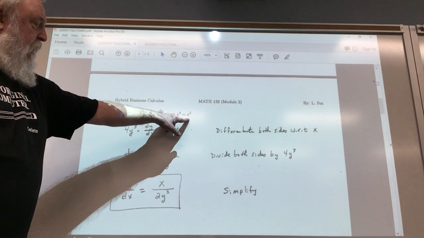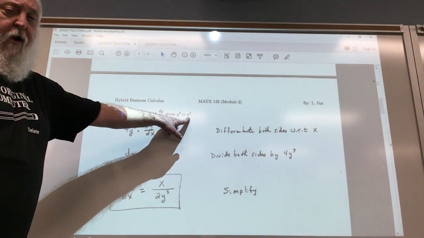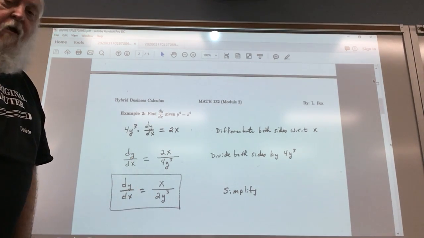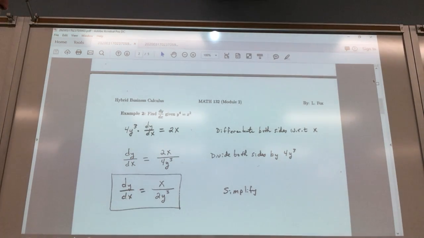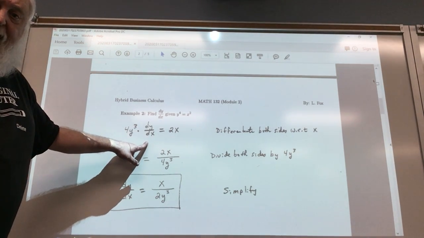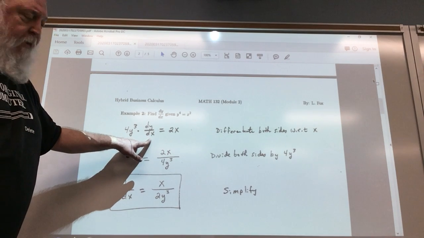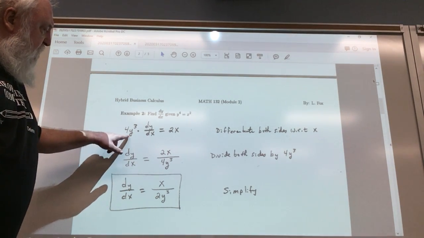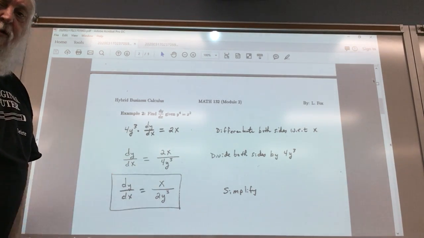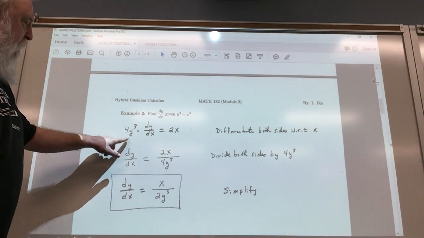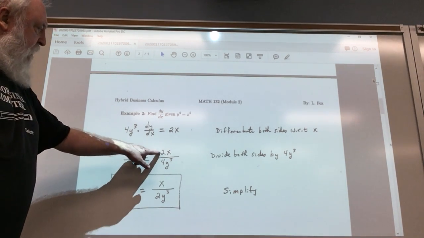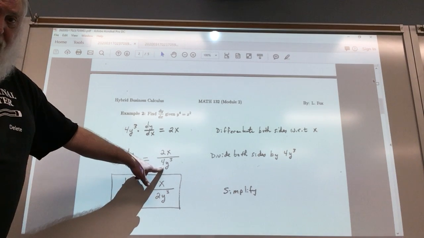On the right-hand side, the derivative of x squared with respect to x is just 2x by the power rule from the basic rules of differentiation. And now we solve for dy over dx, the derivative of y with respect to x. Division undoes multiplication, so we divide both sides of this equality by 4y cubed, and we end up with the derivative of y with respect to x is equal to 2x over 4y cubed.